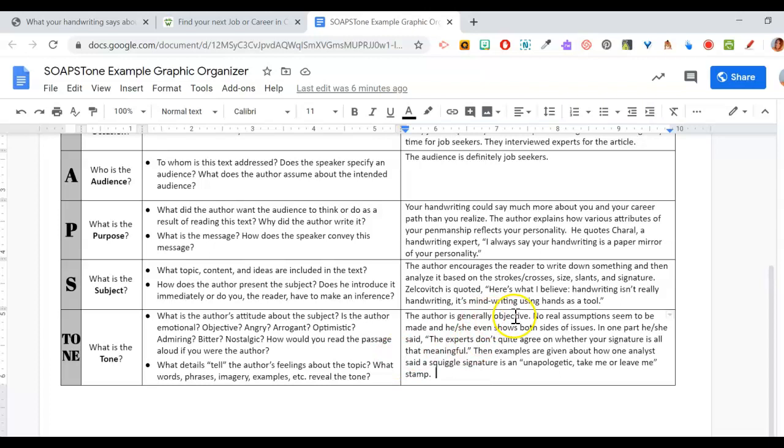So the tone of this article really is objective and informational, but you may have an article that is kind of persuasive. They may show that the author is like irritated about something, or maybe the author is super optimistic about the future or bitter about something. So be careful about the tone, really reading to try to find out the overall tone.